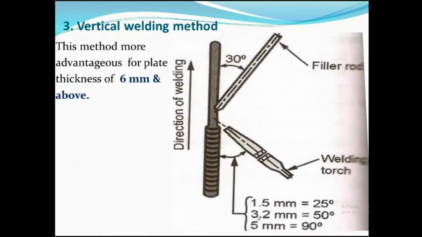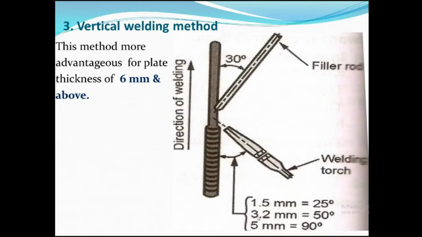And the last one is the vertical welding method. These are the three welding techniques: leftward, rightward, and vertical welding methods. If you look at the figure, we are doing the welding in the vertical direction, and due to that it is called the vertical welding method.